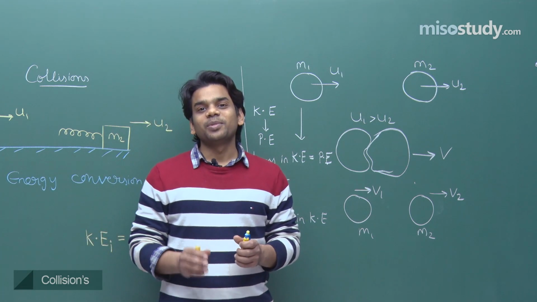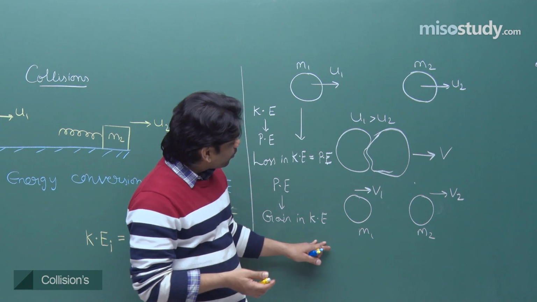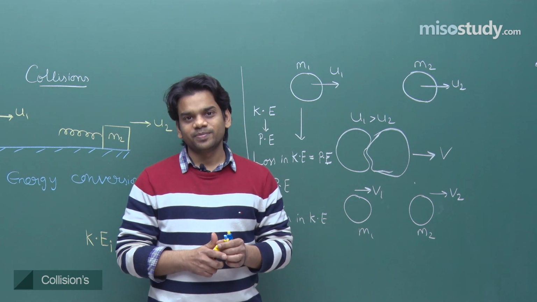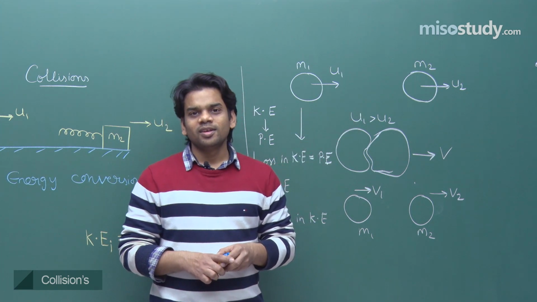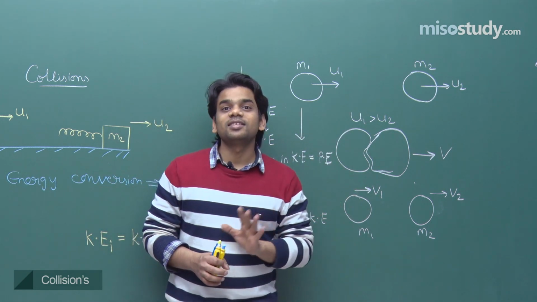This generally happens in collision. Finally, both the objects are going to have some kinetic energy, and initially also they are having some kinetic energy. Now let us discuss what situations can happen in this general collision case.